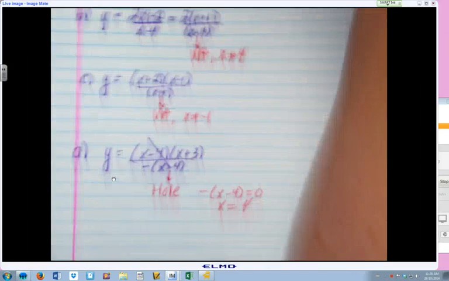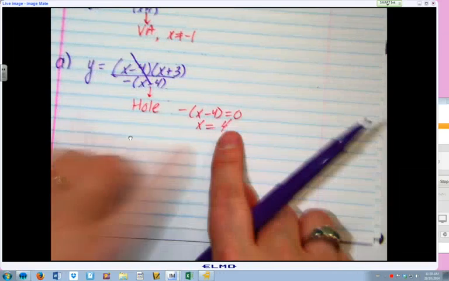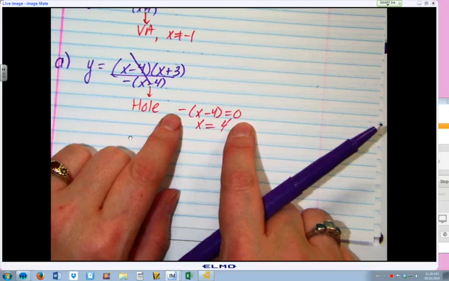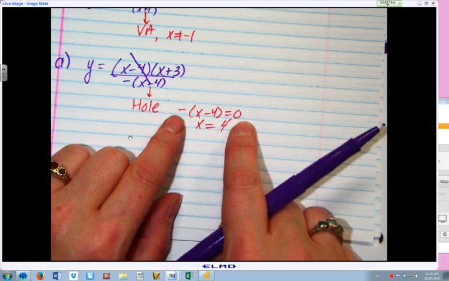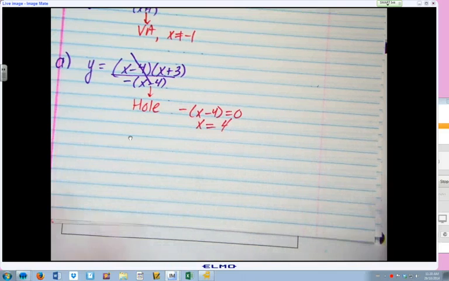Okay, let's go on to horizontal and oblique. Oops, sorry, let's go back. So how do we get rid of this negative in front? You can multiply or divide. So if we multiply 0 by -1, it's 0. And then we just add 4.